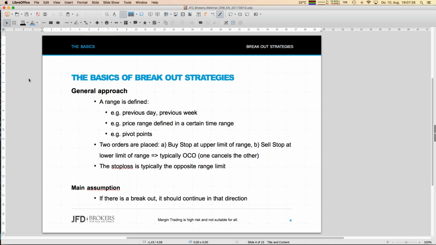And in most cases, if you run a strategy like this, then you do those 2 orders as OCO orders. OCO means one cancels the other, and it's exactly meaning what the name is. So if, for example, the long trade, the buy stop order is triggered, then you simply cancel, you delete the sell stop order on the other side. And that is meant by OCO, one cancels the other.